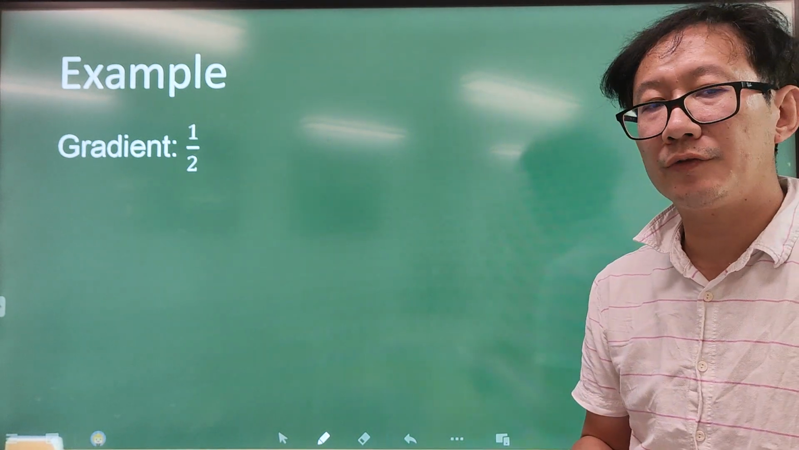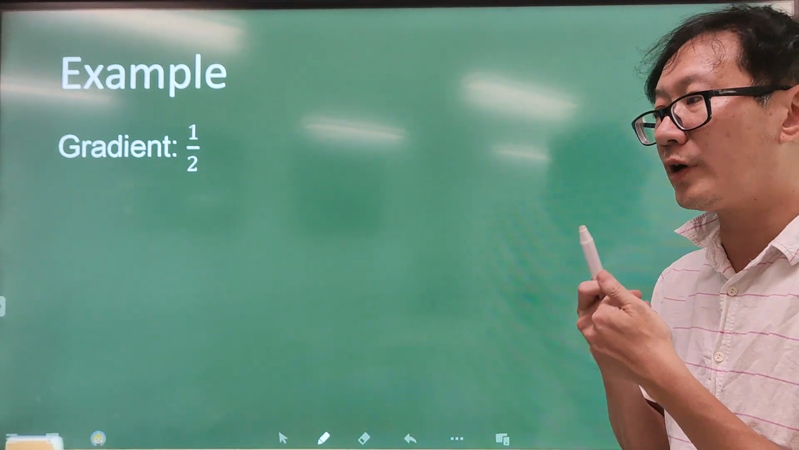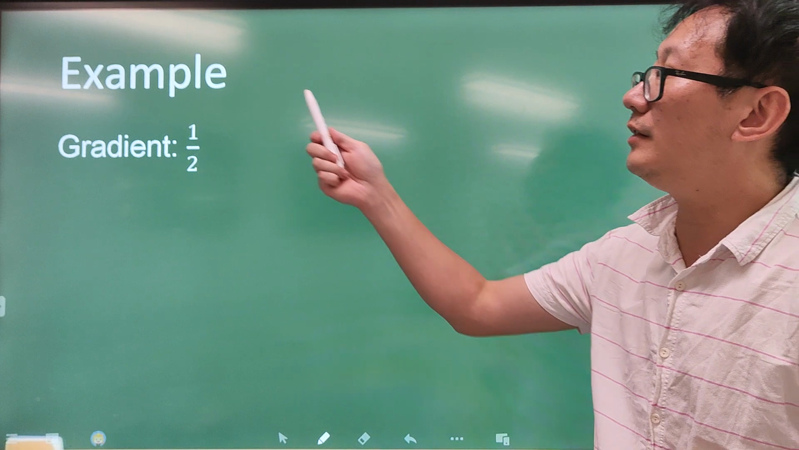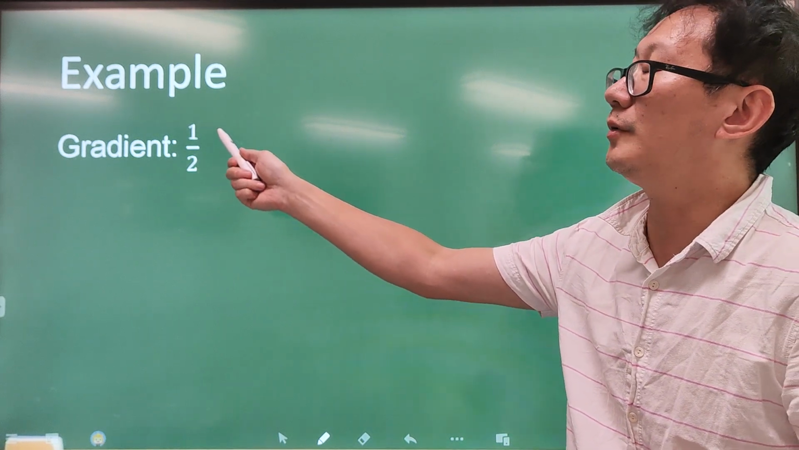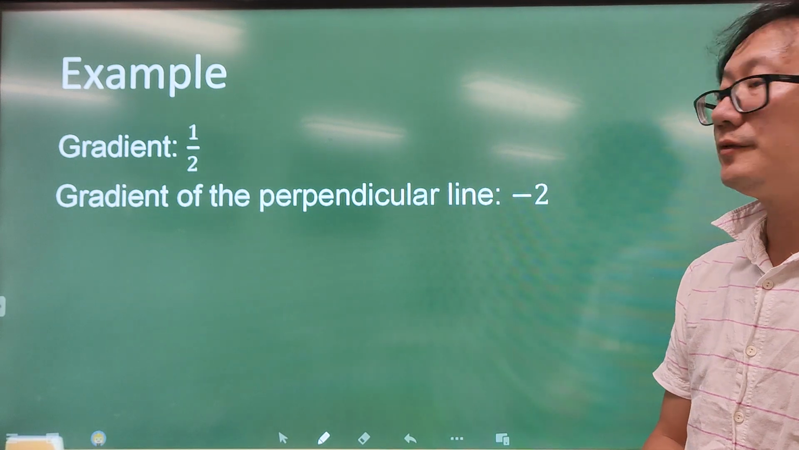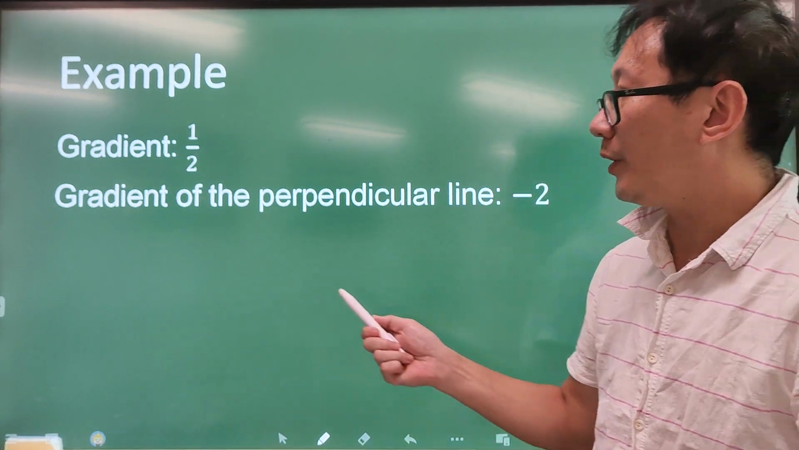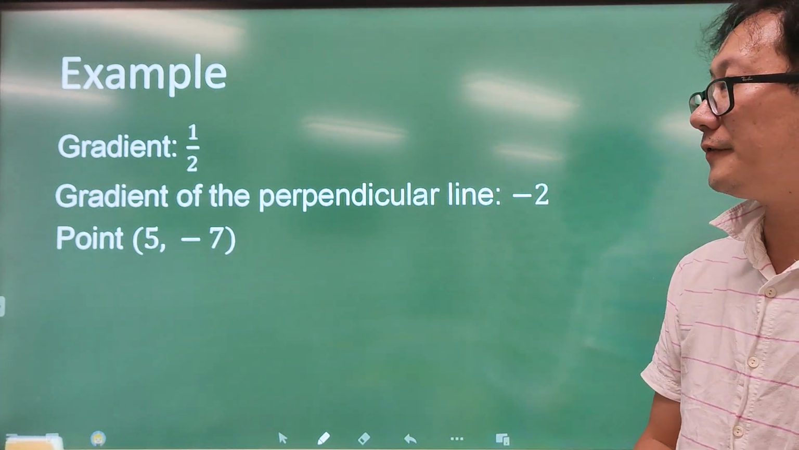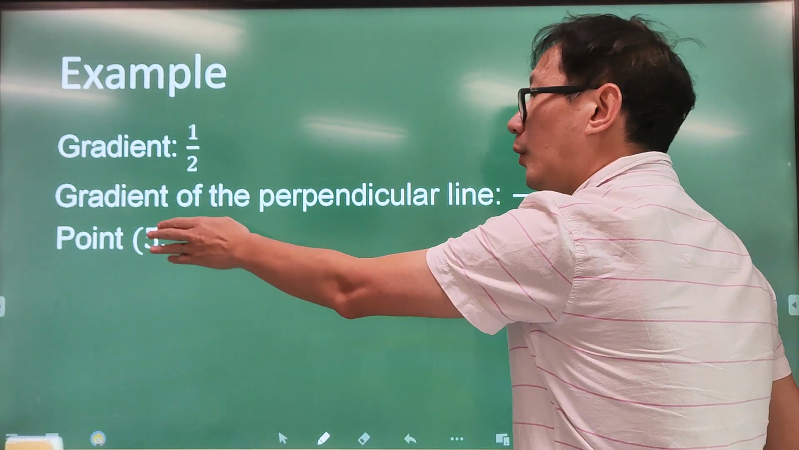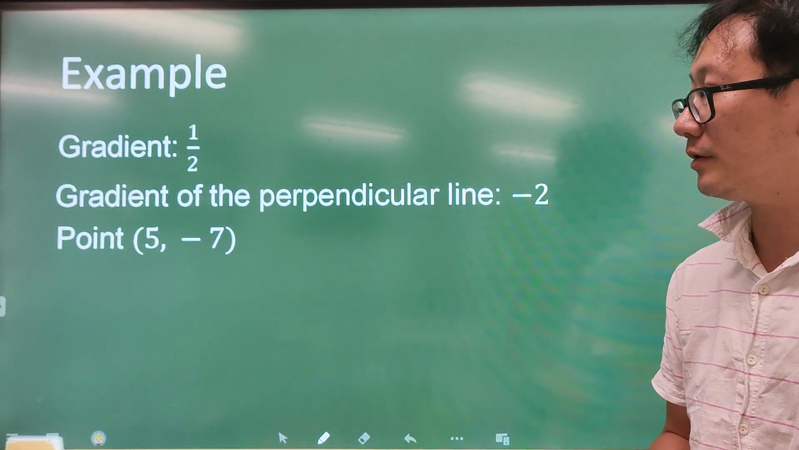The line we are after is perpendicular to this line, so it means the gradient of that line is the negative reciprocal of 1 over 2, and that is negative 2. We were also given a point on that line, (5, negative 7). We have a point, we have the gradient, we can therefore work out the equation.